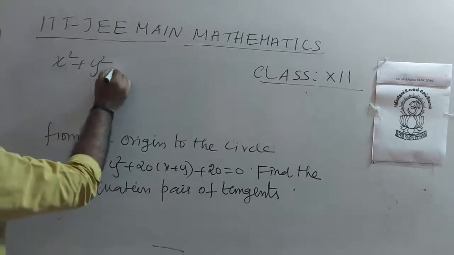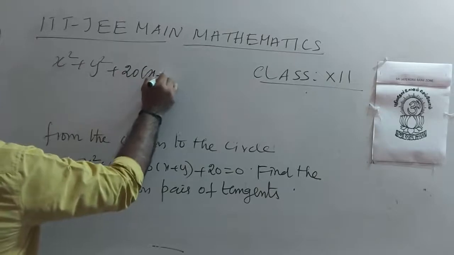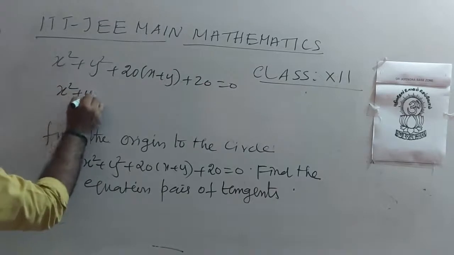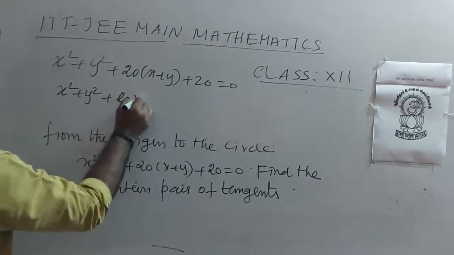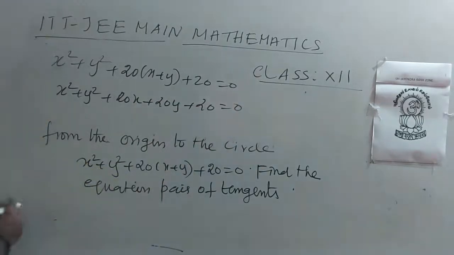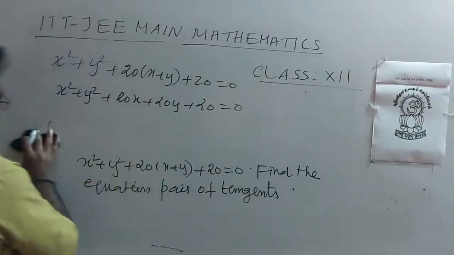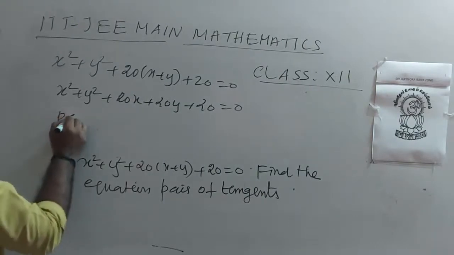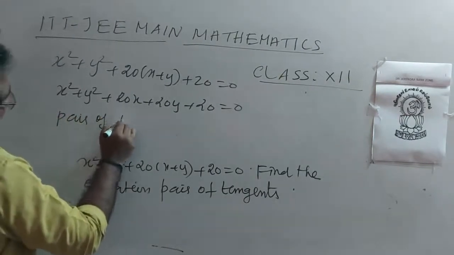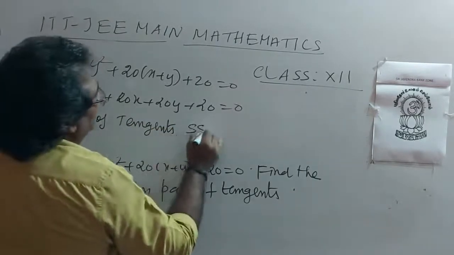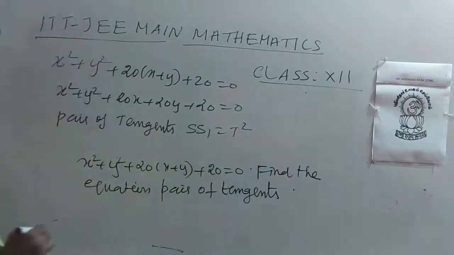x squared plus y squared plus 20 into x plus y plus 20 equals 0. x squared plus y squared plus 20x plus 20y plus 10 equals 0. Pair of tangents. Yes, SS1 equal to T squared.